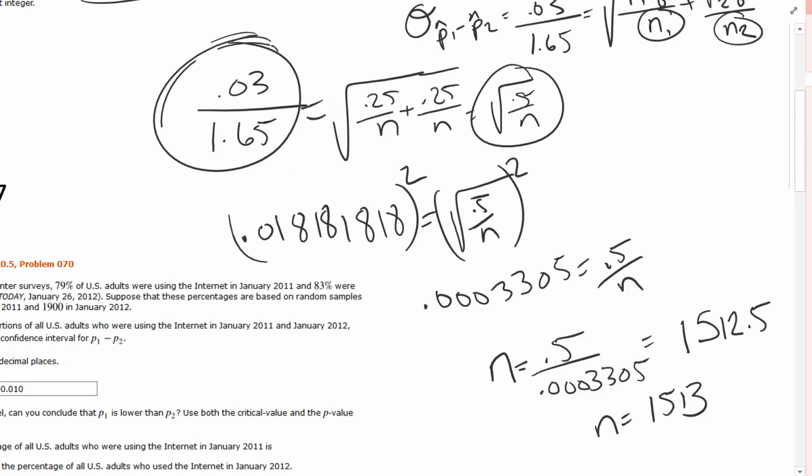So rearranging the algebra here, I calculate 0.03 divided by 1.65 equals the square root of 0.5 over n. If I square both sides, I get rid of the square root. And then if I multiply both sides by n, and then divide by 0.003305, I get approximately 1,512.5, and then of course rounding that up gives me my n value.